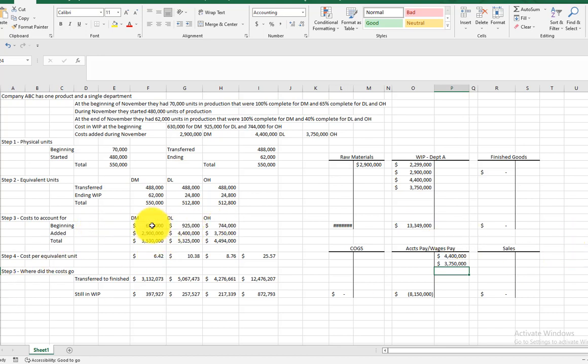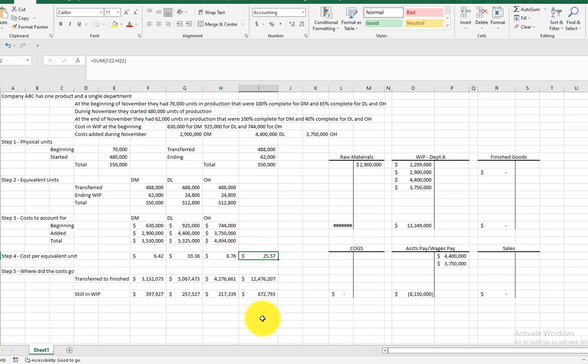Now, back to our 5 steps. The third step is just completed when you've added up the costs. Step 4 is the cost per equivalent unit. This is where we want to be careful we don't make mistakes. We take the total cost divided by the equivalent units. So for direct materials, we take the direct materials cost divided by direct materials equivalent units. Then the direct labor divided by direct labor equivalent units. And finally, the overhead. Cost per equivalent unit total, add those 3 across.